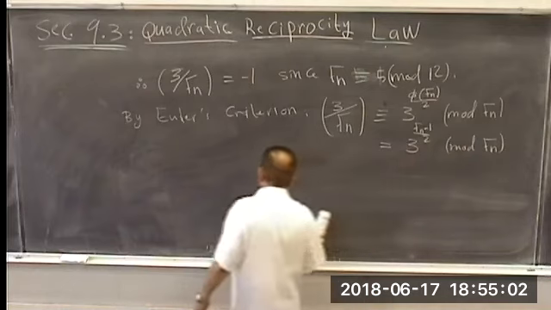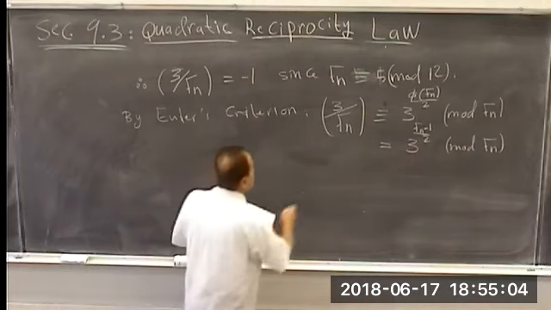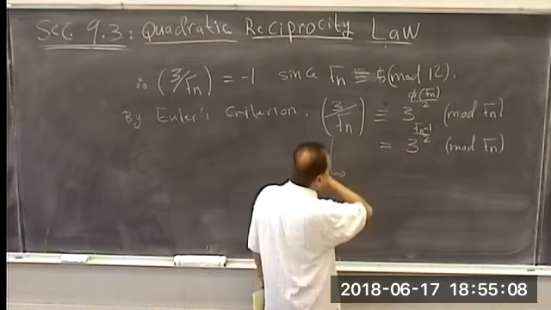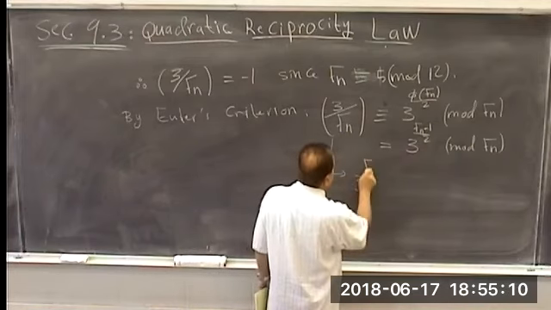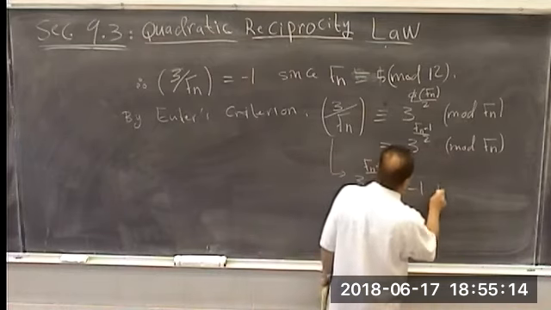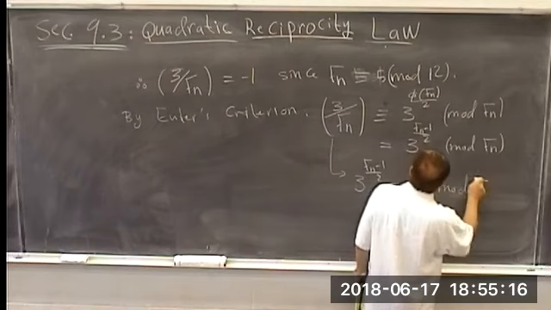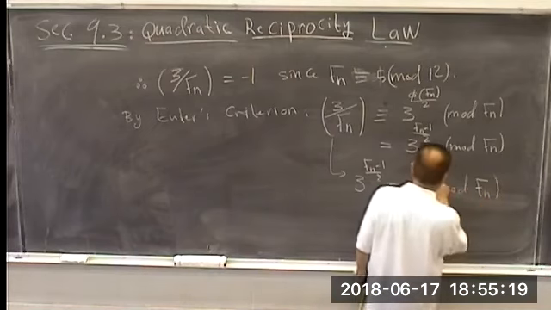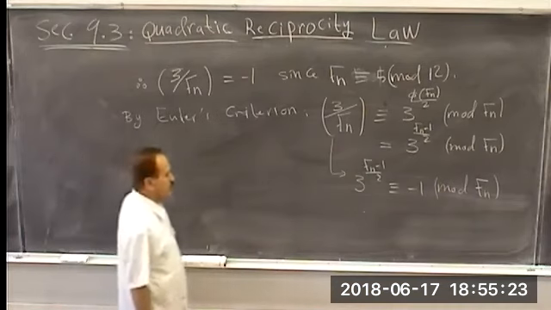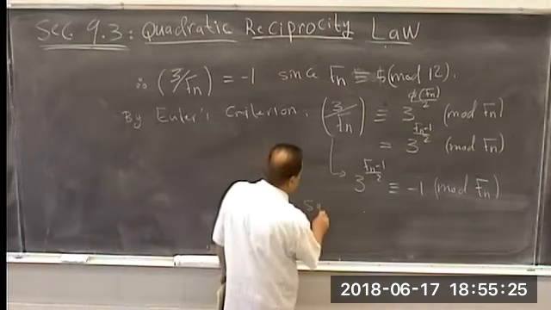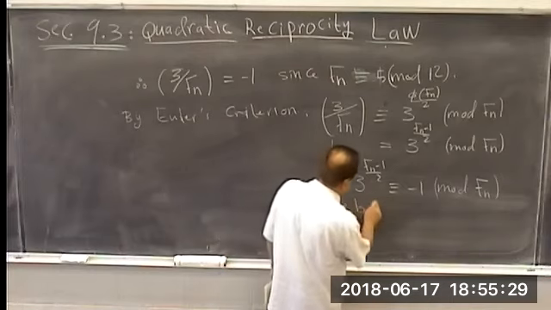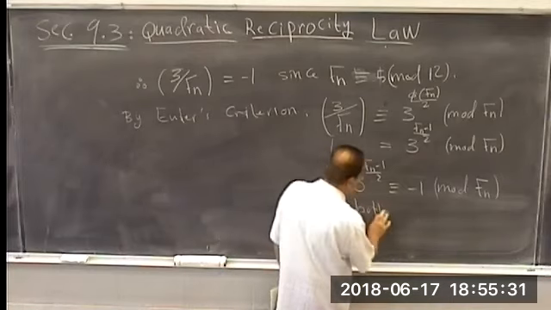But remember also this one in here is congruent to negative 1. So this means that we have 3 to the (Fn minus 1) over 2 is congruent to negative 1 mod Fn. So this is what we conclude. Now we're going to square both sides of this, because if these are congruent, to any power, square both sides, they will be congruent.